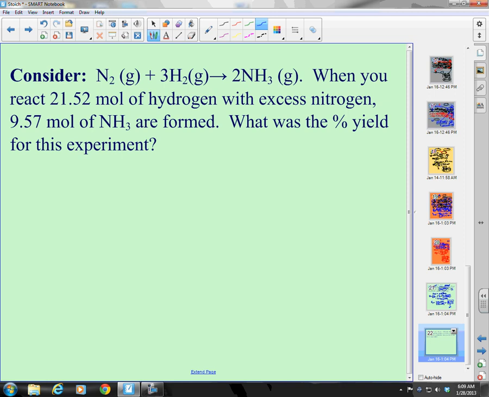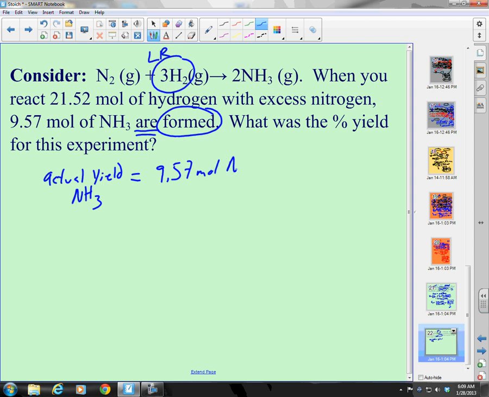Well, we want to identify my key information when 21.52 moles of hydrogen react. It says I have excess nitrogen, so that would mean hydrogen is my limiting reagent. 9.57 moles are formed. That's not the subjunctive, that is real. So that means this is my actual yield. My actual yield of ammonia is equal to 9.57 moles of ammonia.